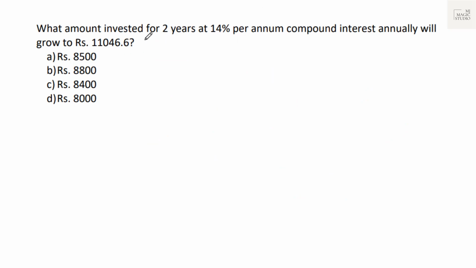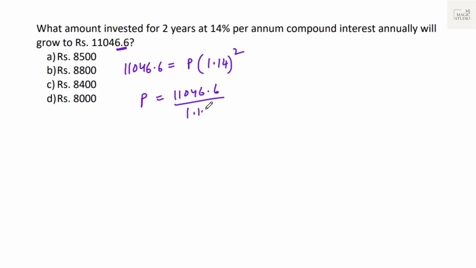What amount invested for 2 years at 14% per annum compound interest annually will grow to this much? This is the amount: 11046.6 equals P into 1.14 to the power 2, since 14% interest rate means 1.14. We are looking for the value of P, so 11046.6 divided by 1.14 whole square. On solving, you will get 8500. Let's move on. Option A is the pick.